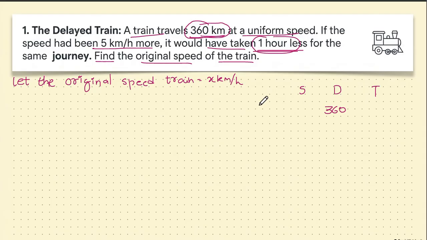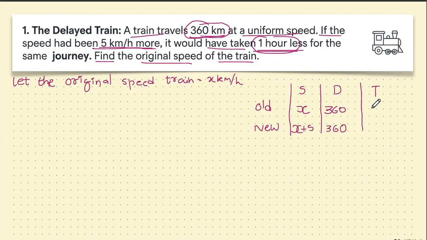So let us consider here the old speed and here the new speed. We have considered the original speed, which is the old one, that is x. Okay, so in the column of speed the original speed is x. Now what is the new speed? In the question it is given that if the speed had been 5 kilometer per hour more, so old speed is x, so new speed will be x plus 5, because it is increased by 5. The second column is the distance, so distance is the same, 360. Here also distance is 360.